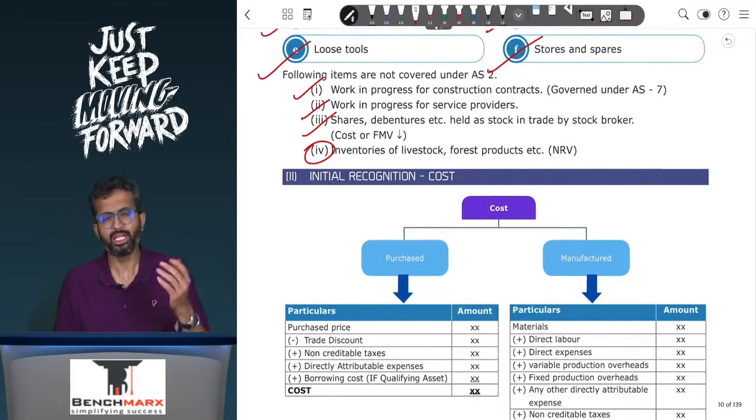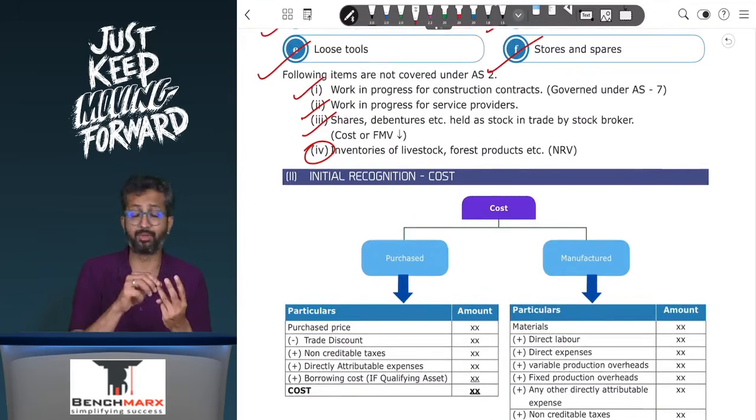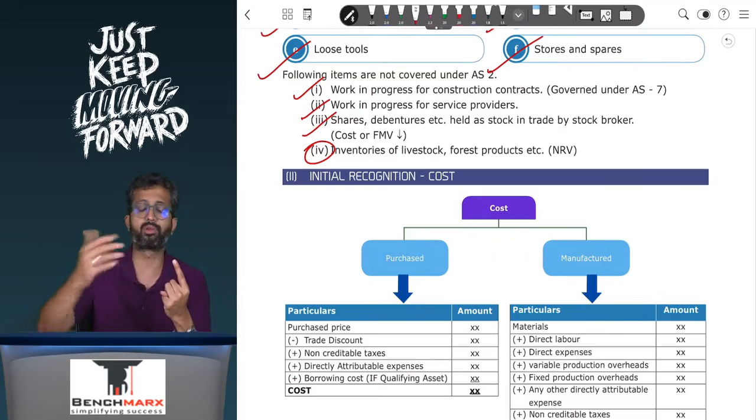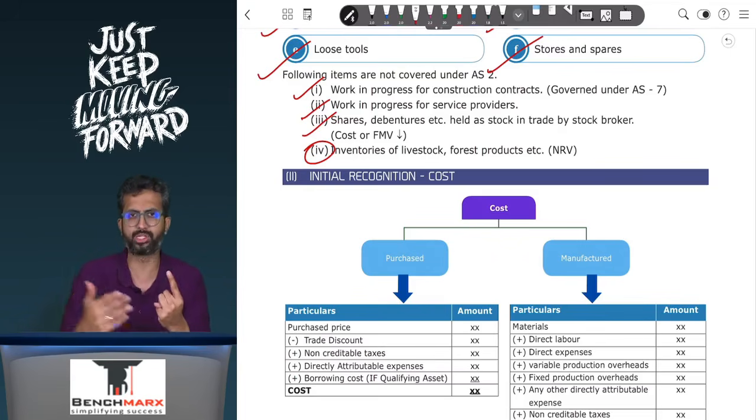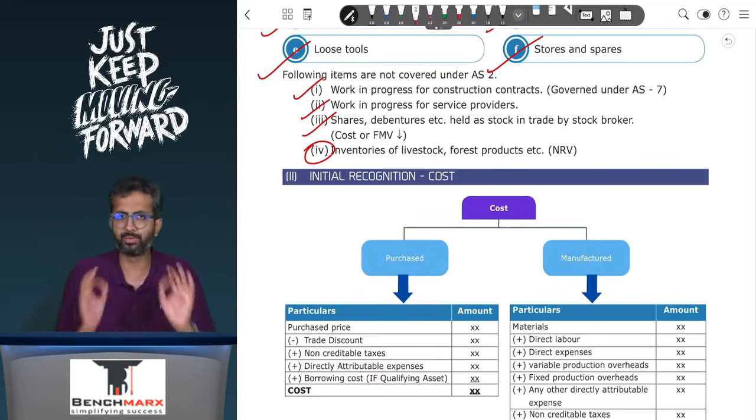Now, inventory recognition under AS2 has 3 main parts. First is how do you measure the cost of the inventory. Second, how do you treat the cost flow like COGS, etc. And third, how do you value the remaining closing stock. So there are 3 things. First is measurement of cost.